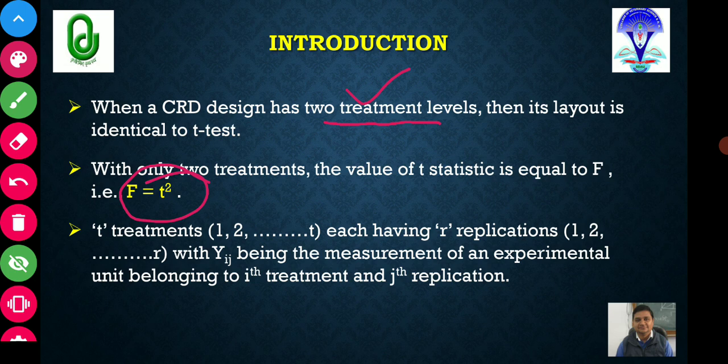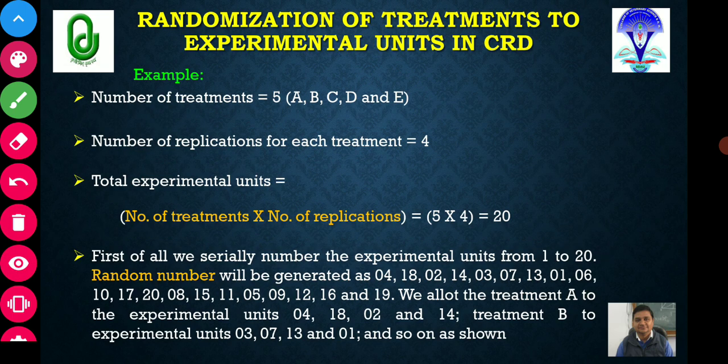So what is Yij? Yij is the measurement of the experimental unit. If you remember in the last table, I told you 8 kg. What was 8 kg? 8 kg was Yij. That means, for a particular animal, after getting treatment 1 or any treatment, how it was responding to that treatment is called Yij, the measurement of an experimental unit belonging to the ith treatment and jth replication. Ith treatment and jth replication means treatment 1 and animal number 2, or animal number 5, or treatment 2 animal number 6, anything. Now let us take one example for understanding the layout of completely randomized design, CRD.